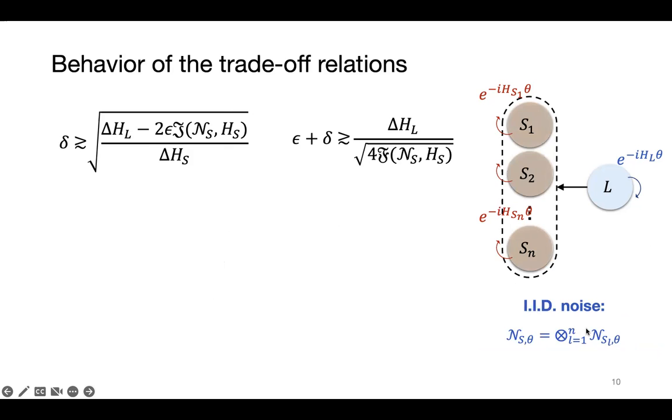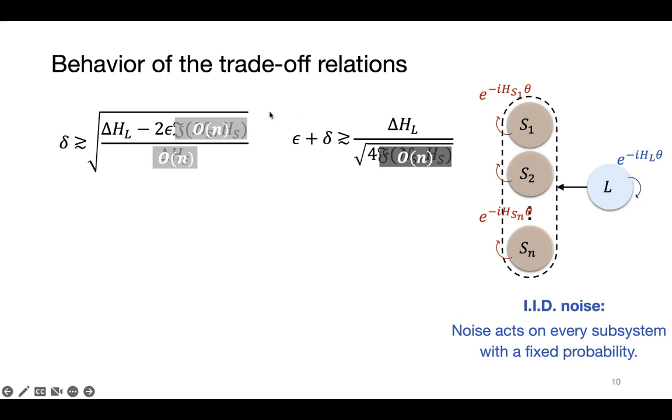And another type of noise that is important is called IID noise. It is sort of a stronger noise compared to the random local noise. So it describes the case where noise acts on every subsystem with a fixed probability, so it acts basically on the entire system. So it's sort of stronger than the random local noise because noise does not act on only one of the subsystems. In that case, one can verify that the scaling of J and delta H_S does not change, but the scaling of F is going to decrease to linear scaling with respect to n.